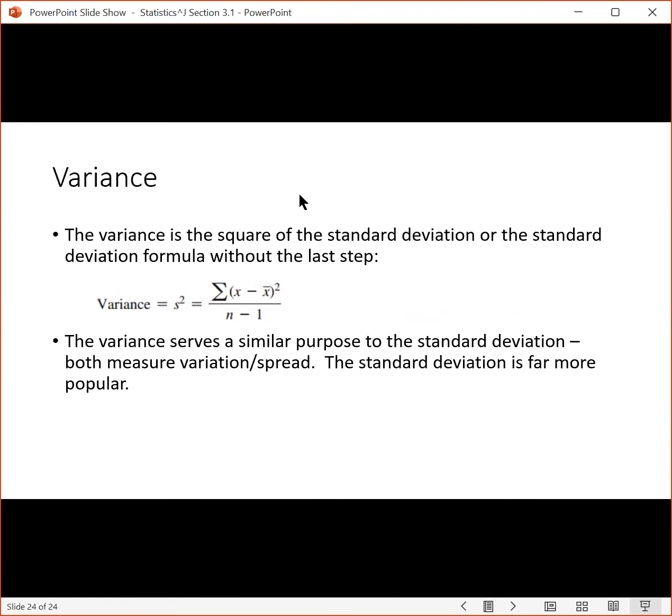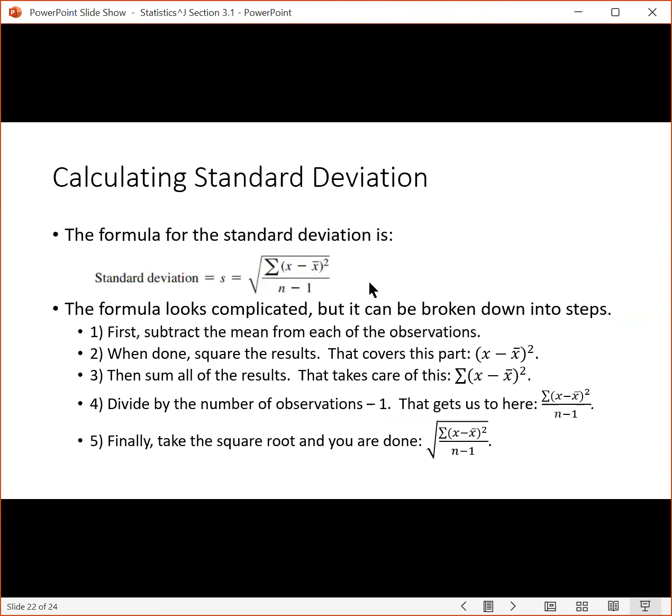Okay, another way of measuring variation or spread is called the variance. The variance is the square of the standard deviation, or you could think of it as the standard deviation formula without that last square root step, right? If you compare this formula here with the formula here, they are the same except without the square root.